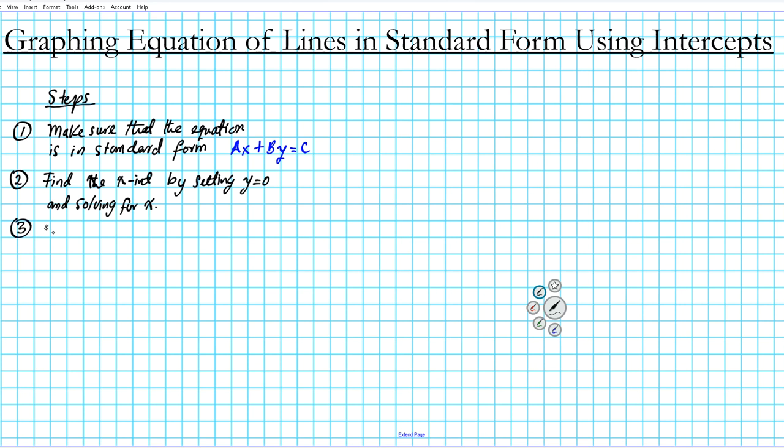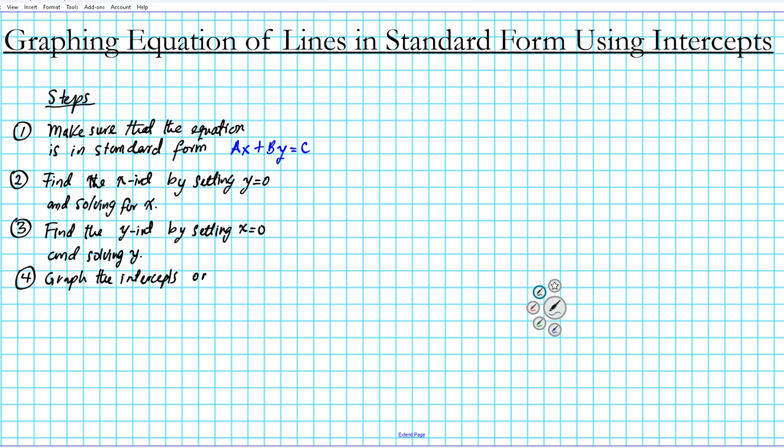Alright, and then after finding your x-intercept, you're going to proceed to find the y-intercept. So you find the y-intercept by setting the other variable, namely x, to 0. So by setting x to 0 and solving for y, that will be your y-intercept.